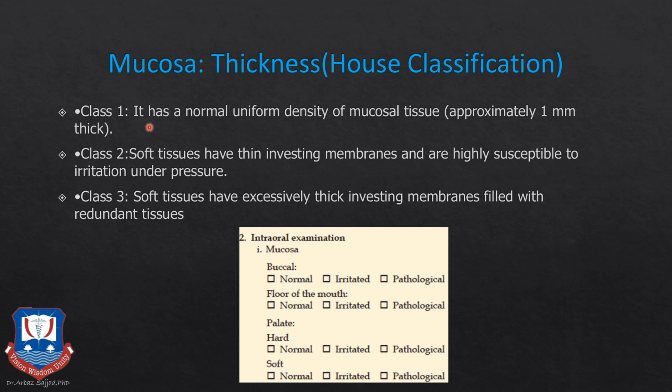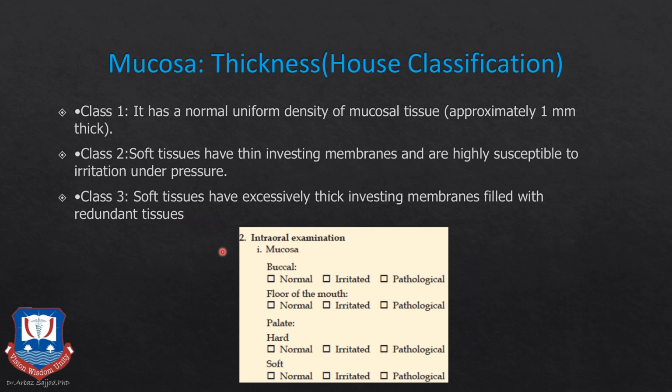Mucosal thickness is classified into class 1, class 2, and class 3. Class 1 is normal, uniformly dense mucosal tissue approximately 1 to 2 mm thick. Class 2 is soft tissue having a very thin investing membrane, and such soft tissues are highly susceptible to ulceration and soreness, and make it difficult for the patient to adapt to dentures. Class 3 is excessively thick soft tissue investing membranes. It may be due to flabby ridges or due to thick rolls of tissue on the crest of the ridge, and they may need to be removed prior to the denture construction.